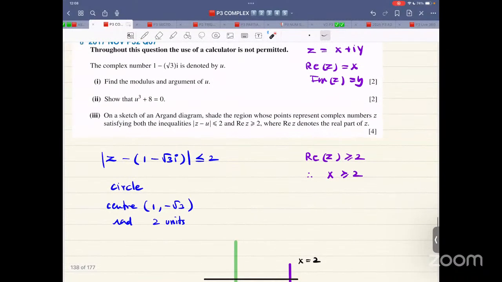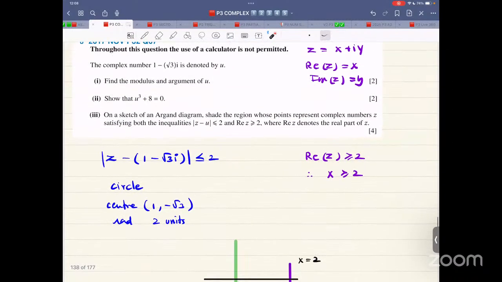Something like this, something to do with the real part. Find the modulus and argument of u. That thing was done, and we are focusing on this one. That is this thing. On a sketch of an Argand diagram, shade the region whose points represent complex number z, satisfying both the inequalities. So that is always the wording that they will use. You don't have to focus on the wording as such, as long as it's only about shading. Just focus on this thing.